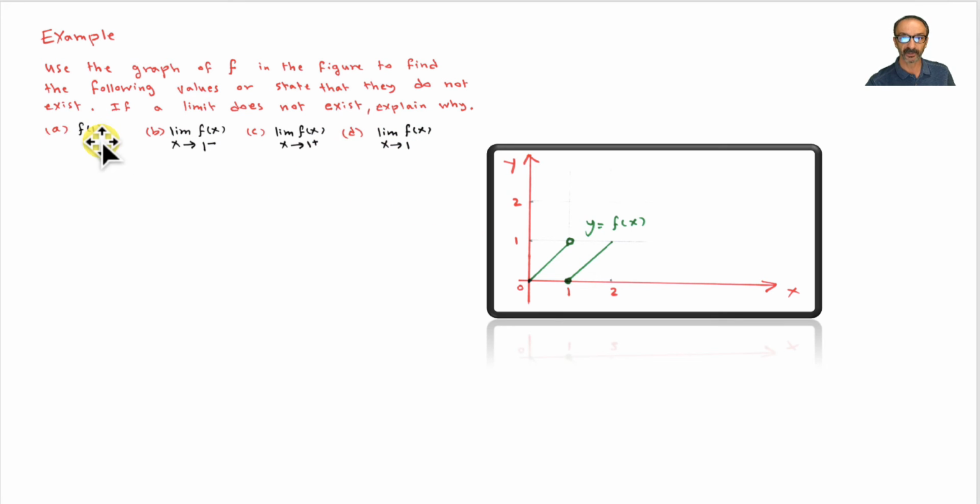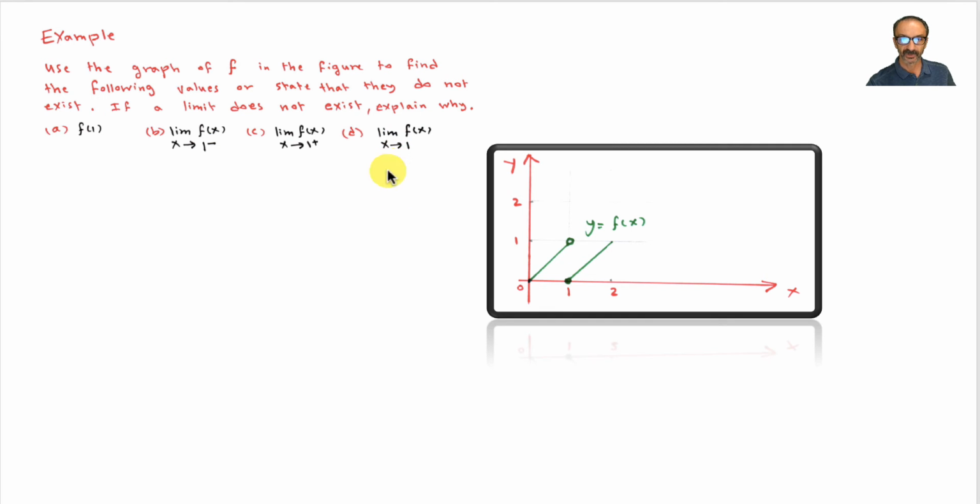F of 1, the value at 1, it's darkened right here for you, so we're gonna find it. The limit of f of x as x approaches 1 with negative sign to the right side of 1, that means from the left. So we are approaching 1 from the left. This one right here says the limit of f of x as x approaches 1 with positive sign to the right side. That means we are approaching 1 from the right. And this is our conclusion if there is a limit.